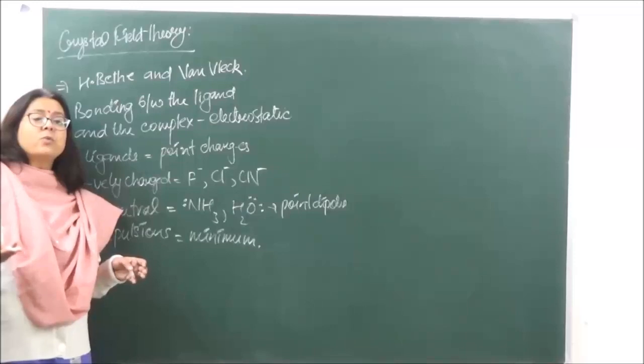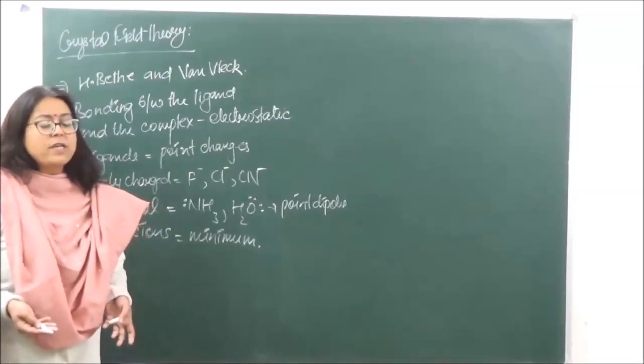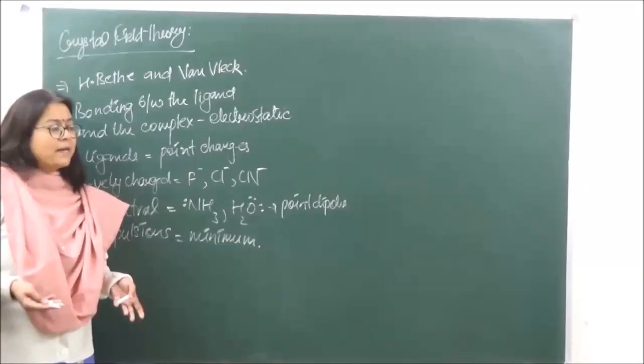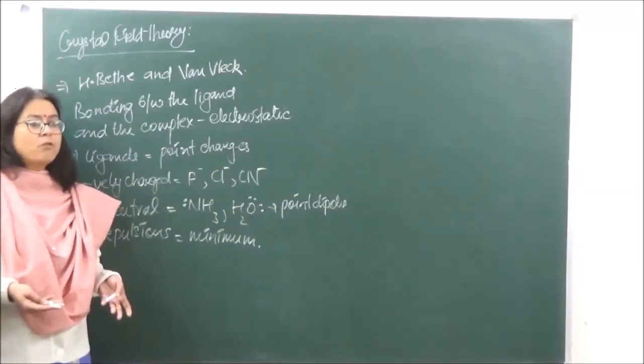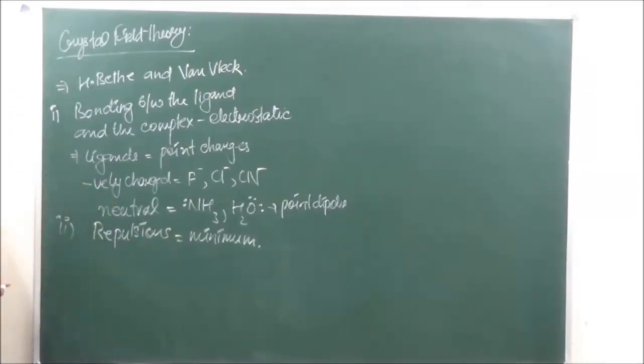As a result we get 3 structures. One is the tetrahedral, which we had discussed already. The second one is square planar. Both of them have coordination number 4. And we have octahedral, which has a coordination number of 6.